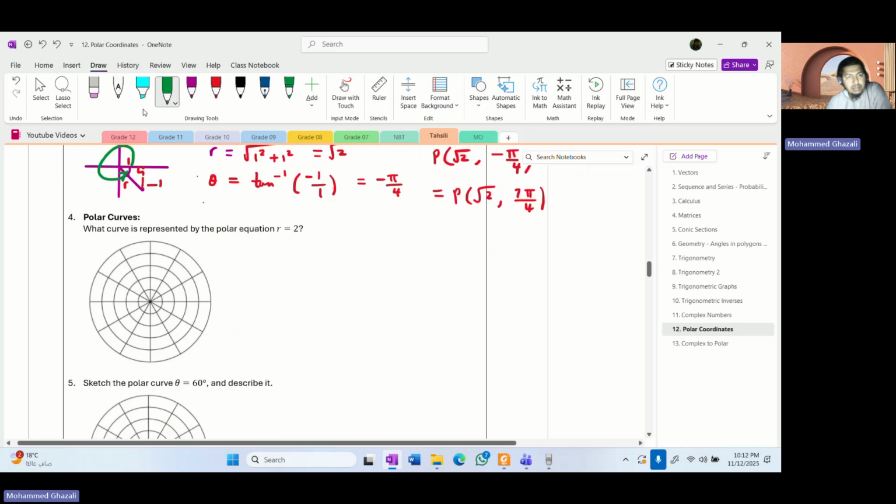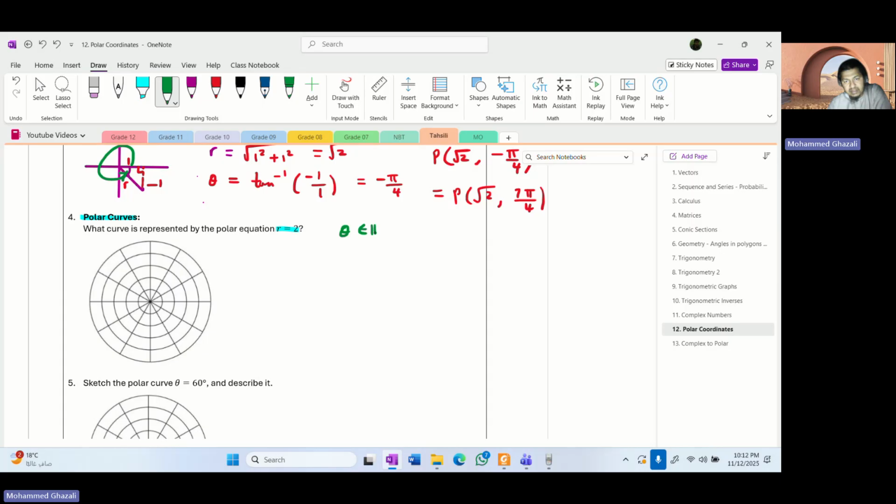Now, let's look at polar curves. How can I draw this polar curve? R equals 2, but there's no restriction on theta. So theta is an element of the real numbers, which means theta can be any value. It can be 0, 1, 2, 3, right up to 360. Theta is basically a revolution and R is equal to 2.